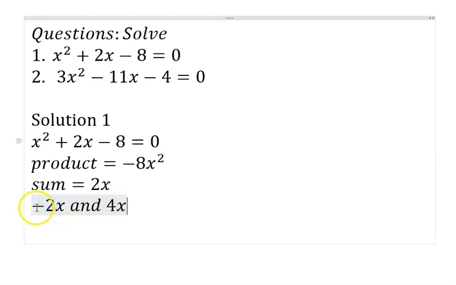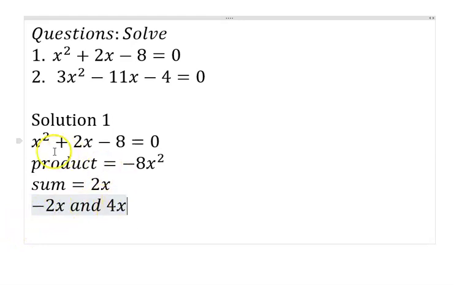Beautiful. So let's test it. Minus 2x times 4x will give us, okay, this minus, this is it. 2 times 4 will give us 8. X times x will give us x squared. So for this one, minus 2x plus 4x is just like saying 4x minus 2x. It will give us what? 2x. That means our two numbers that we're looking for are minus 2x and plus 4x.